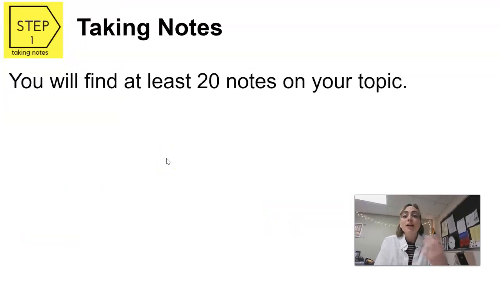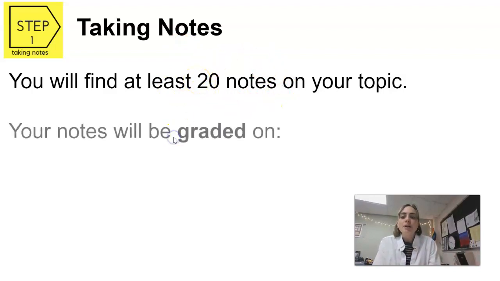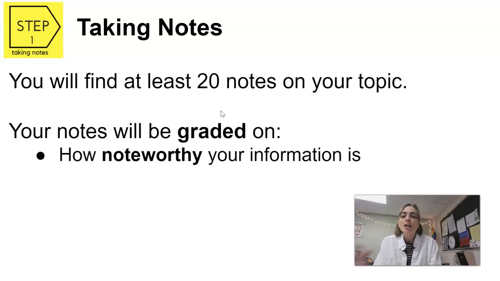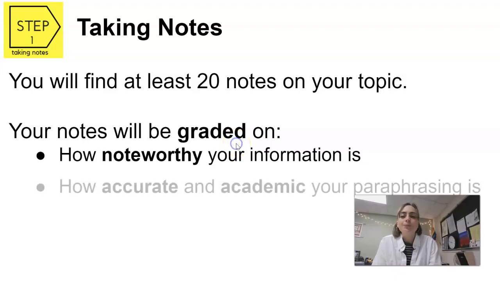So once you find sources, you're going to be taking notes on your topic, and you're going to need at least 20 notes over the course of this project. Your notes are going to be graded as your mid-unit summative for this unit, and they're going to be graded on a couple different categories. The first is how noteworthy your information is, and that just means: is this really important and relevant information to your topic, instead of common knowledge, things that we already know.